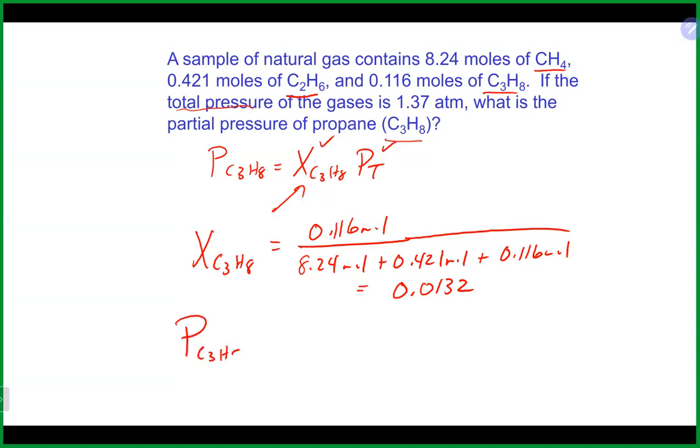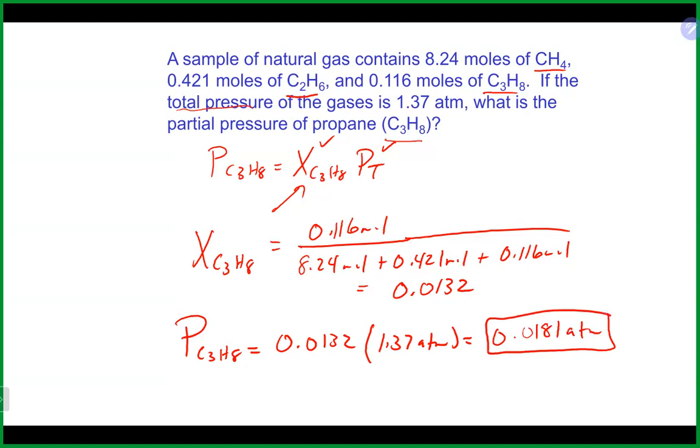Now that we have the mole fraction and they gave us the total pressure, we could find the partial pressure in this case by simply taking that, which truly is a percentage just left in decimal form, so you don't have to convert it back to a decimal really at this point. It's basically 1% this times our total pressure of 1.37. And that would get us a partial pressure of 0.0181 atmospheres for our propane.